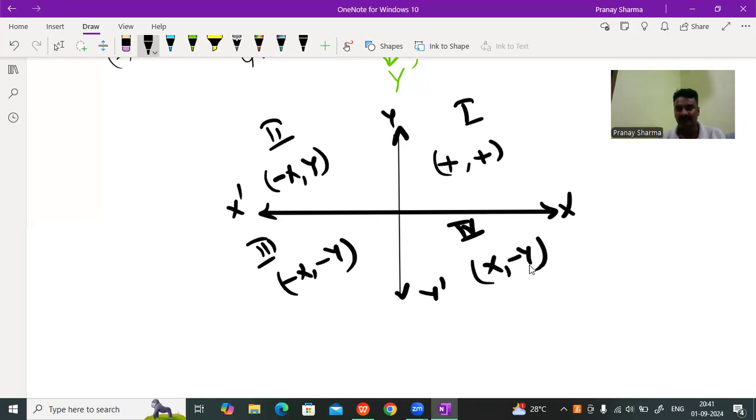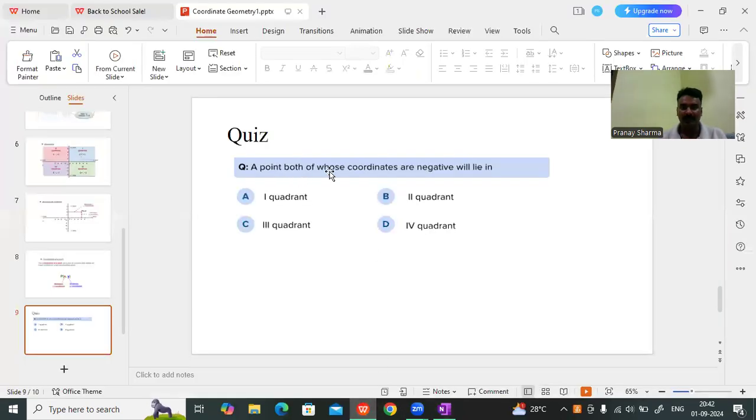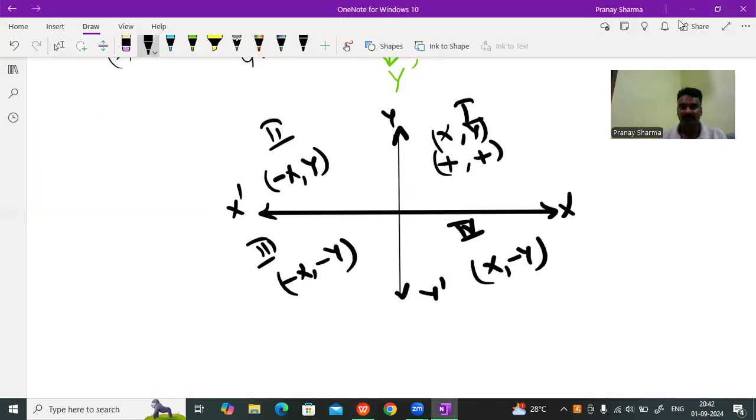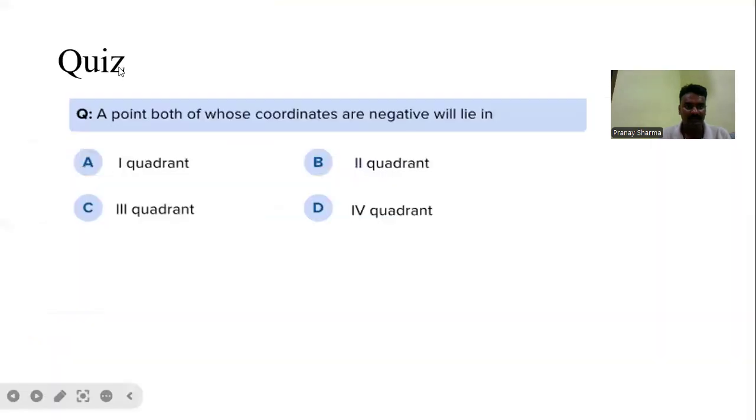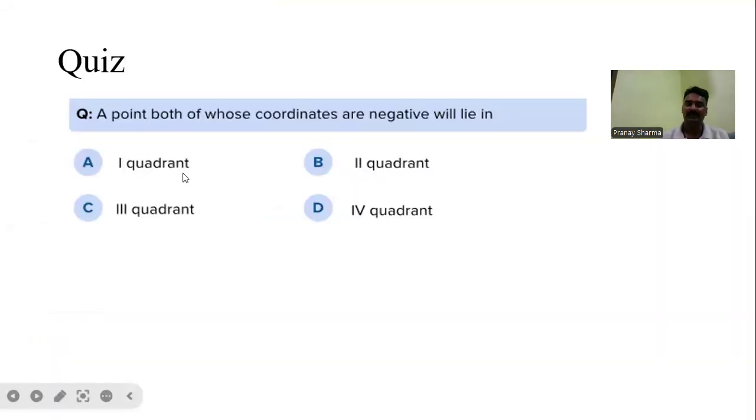I hope I'm clear with this. I should be writing this as x comma y. According to the question, a point both of whose coordinates are negative will lie in third quadrant. All right. So as you can see, I'll be going for a slideshow. So answer is third quadrant. All right. So that is it.